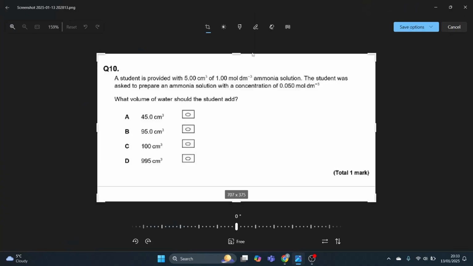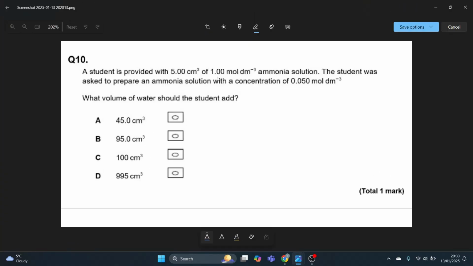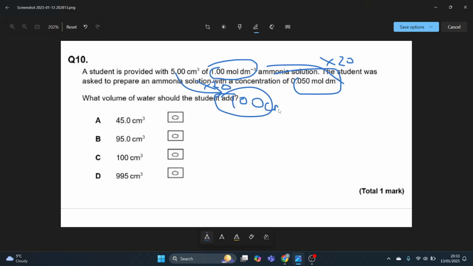Question 10. What I would do here is look at the difference between these two. So 1 divided by 0.050, that's a 20 times difference. So what am I going to do to this? The volume of water, I'm going to times it by 20. Therefore, 100 centimeters cubed should be the total of water, H2O.